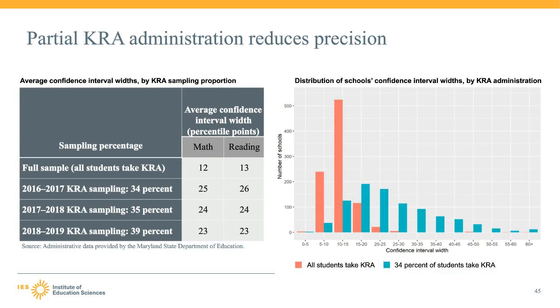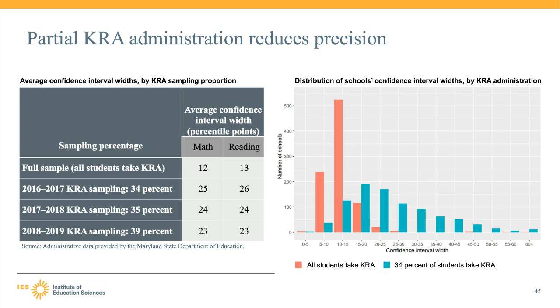Finally, we looked at how precision would be affected by a partial KRA administration, which happened in later years. For our year, the fall of 2014, the first cohort that was administered the KRA, there was a census administration where every student took the exam in the fall. In later years, this varied between 34 to 39%. And so going back to the bootstrap exercise we did with resampling students within schools, we simulated this by sampling not the original size of the school, but a proportion equal to these percentages. What we found is that these partial administrations would roughly double the width of the confidence intervals.